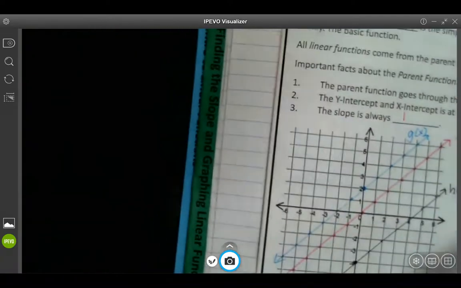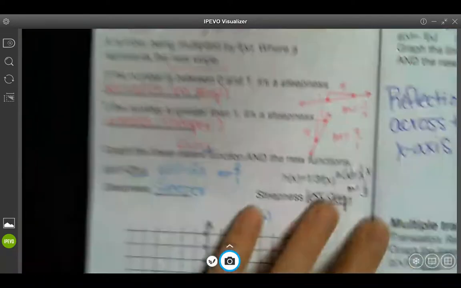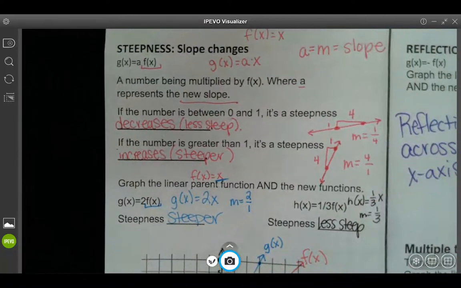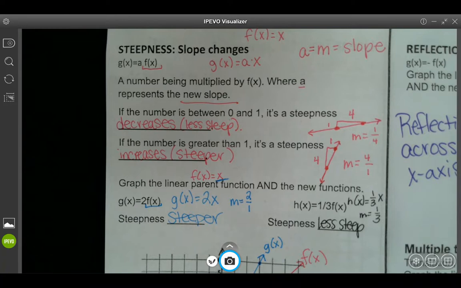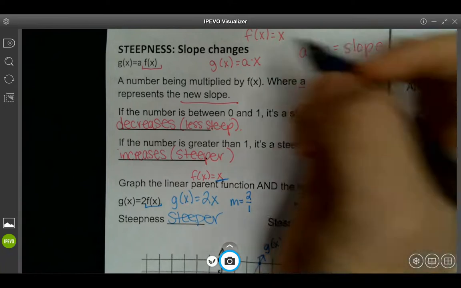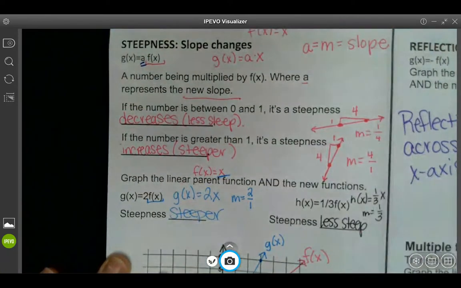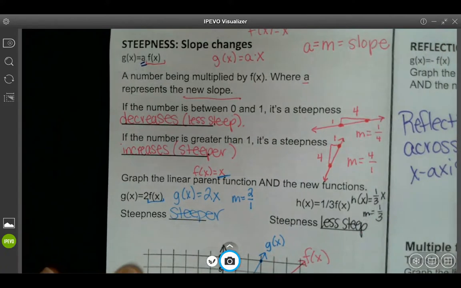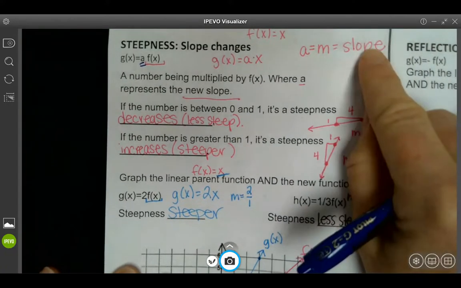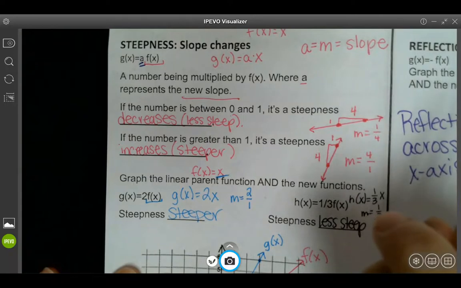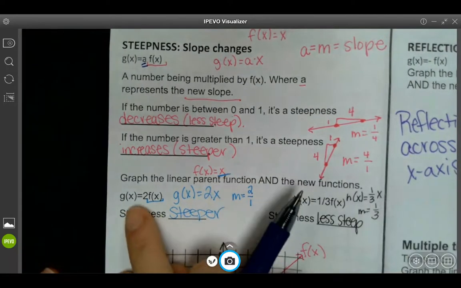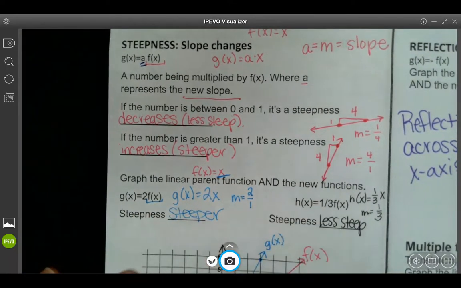So you will put translate on those. A steepness change is whenever you change your slope, where a is the slope. A can also be m, which is your slope. It determines your steepness. So if it's g of x is 2 f of x, that's going to change your steepness.